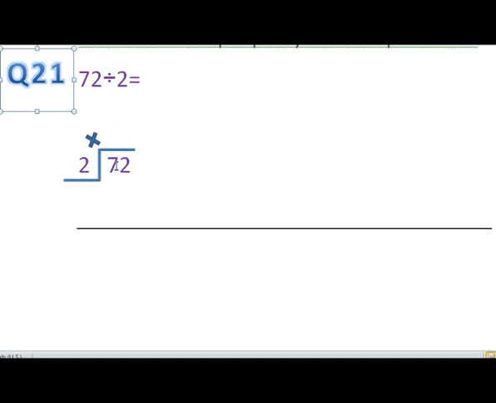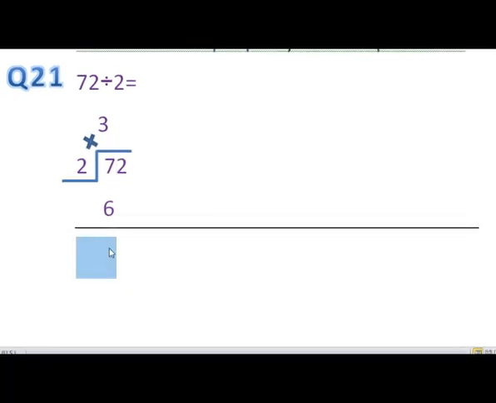Now let's check this one. The first digit here is number 7. 7 divided by 2, we know that the answer is 3. So we write 3. Okay? Now 3 times 2, the answer is 6. So here we write 6. Now after this, we have to do a subtraction process. 7 minus 6, the answer is 1. We write 1 here. 1 here is the answer of subtracting 6 out of 7.